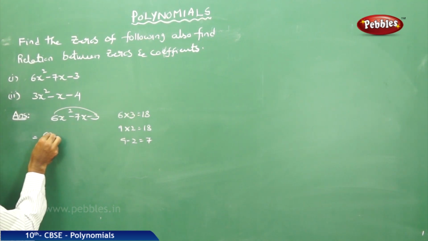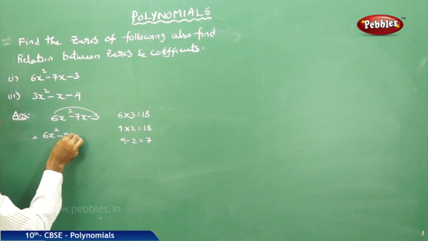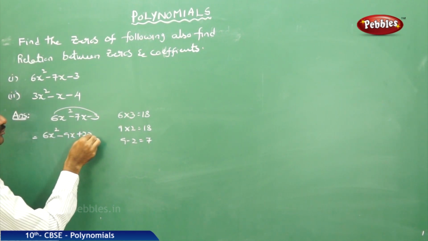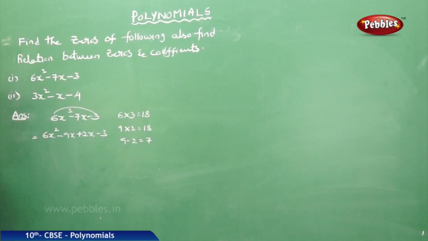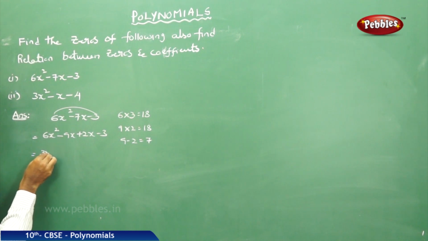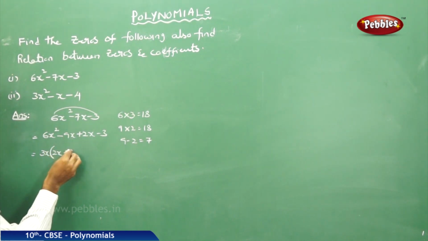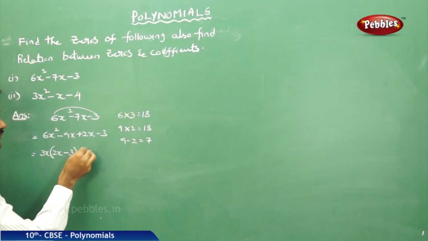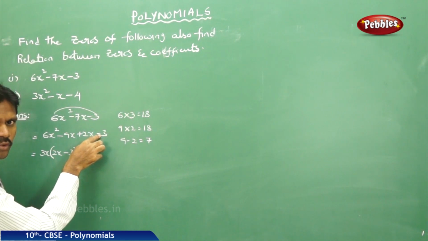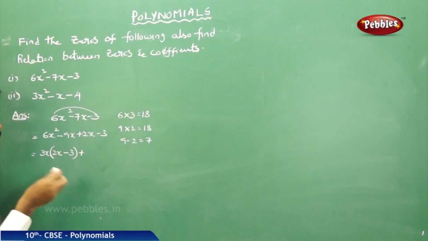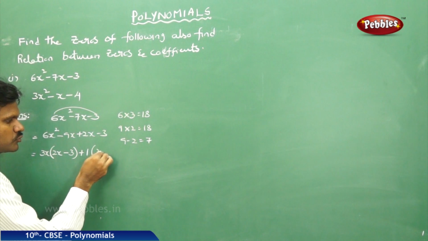That is equal to 6x square minus 9x plus 2x minus 3. From 6x square and 9x, I take 3x as the common. Then the left one is 2x minus 3; 3 times 3x is 9x. Plus, from 2x minus 3, I am unable to take any number as common, that's why I treat the common as 1, that is 2x minus 3.